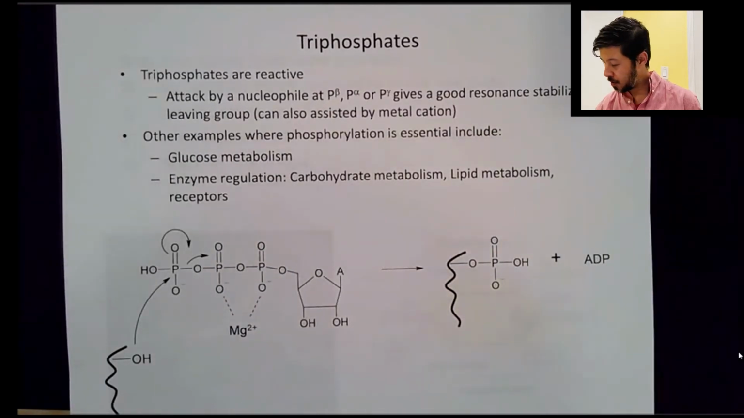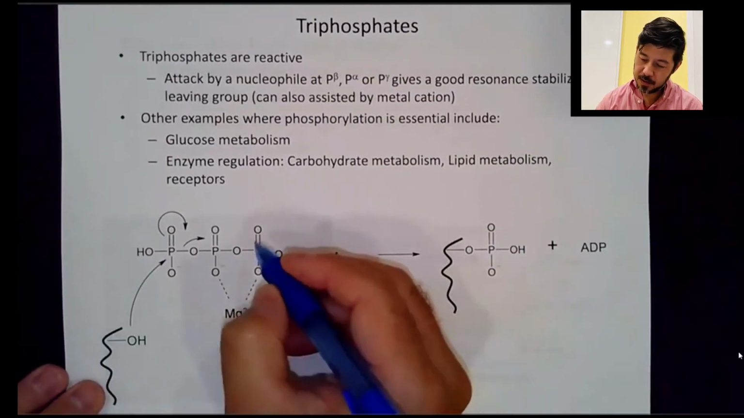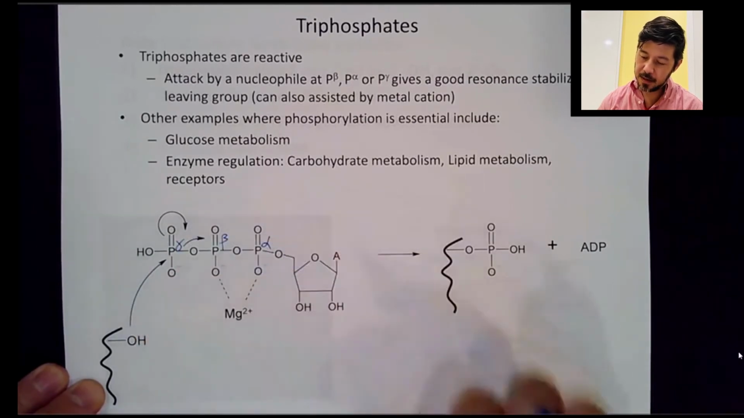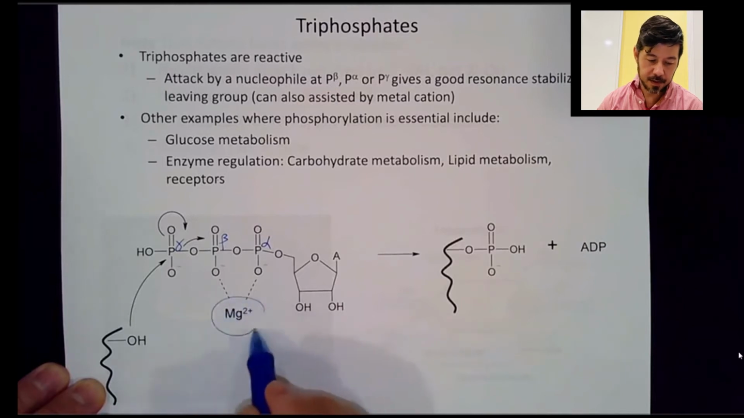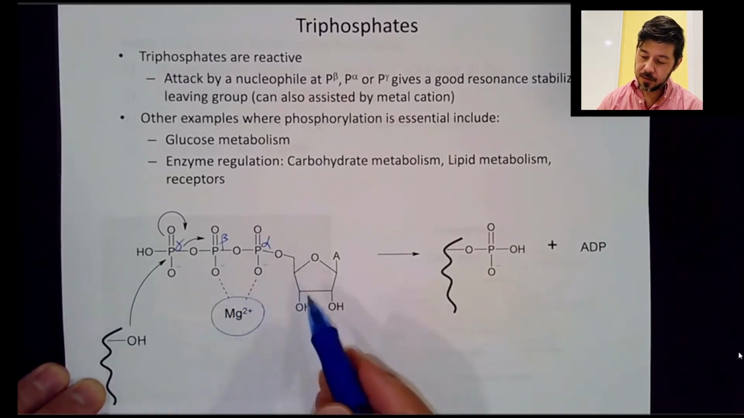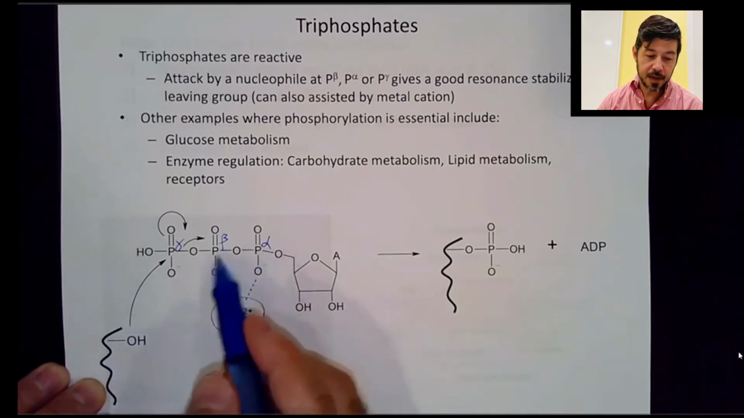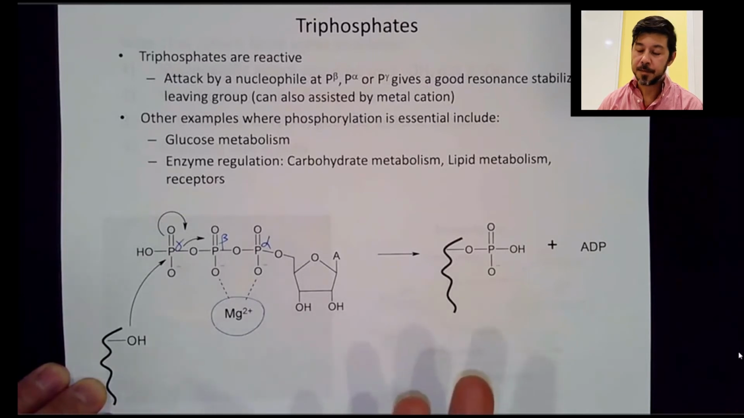Okay, so a little word about triphosphates. Triphosphates are inherently very reactive, and as I mentioned, you have an alpha, beta, and gamma site, and these can be stabilized by magnesium to make this a better leaving group. But inherently, you can get attack occurring at alpha, beta, or gamma, and it really depends on what is being made.